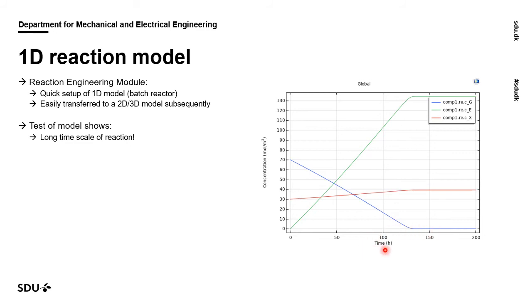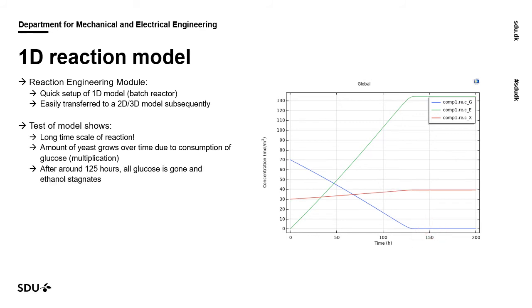The 1D model shows that we have a very long time scale, so we see here in hundreds of hours. The amount of yeast X grows due to consuming some of the glucose, and then it reaches a plateau, and that is when all of the glucose has been eaten, which is after around 125 hours. And therefore the production of ethanol also stagnates.